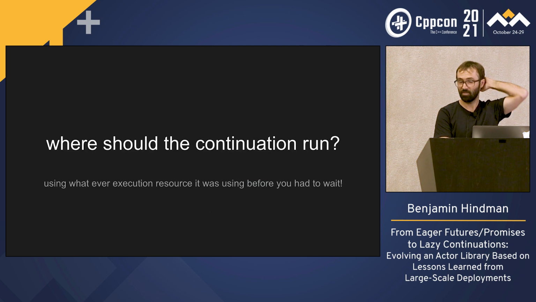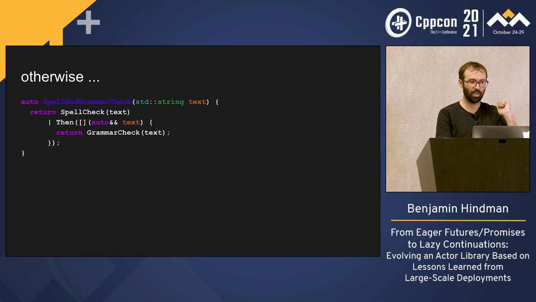So what we did in Eventual, when we asked where the continuation should run, is we said we should use whatever execution resource we were using before we had to wait. So before we called something that ultimately got on the event loop, when we continue, we should continue using the execution resource that we were using before we had to wait.